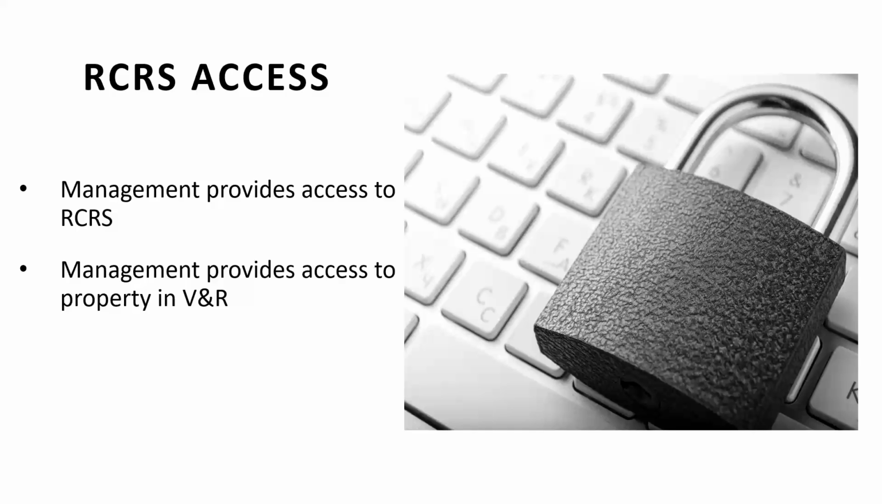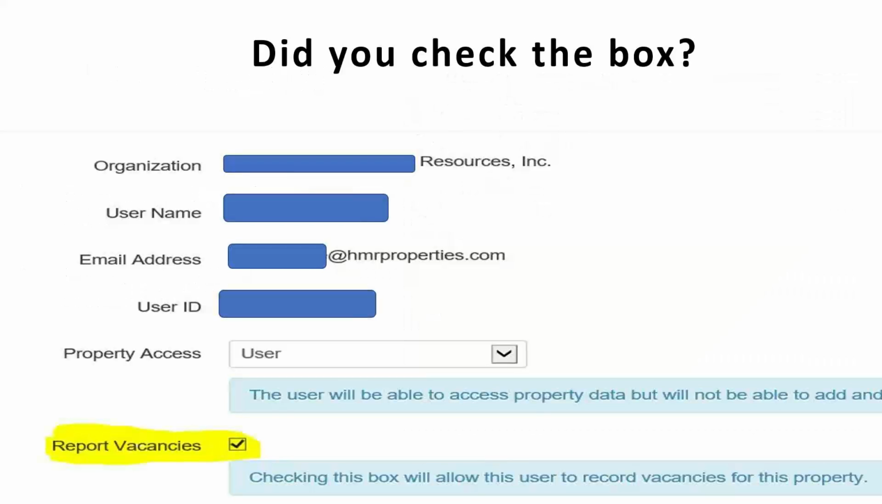In order to have access to Vacancy and Referral and to report vacancies, your management company will need to provide you access. Your management company provides you access to RCRS. They will also need to provide you access to Vacancy and Referral. You access Vacancy and Referral using the same link. You do not have to have access to RCRS in order to have access to Vacancy and Referral.